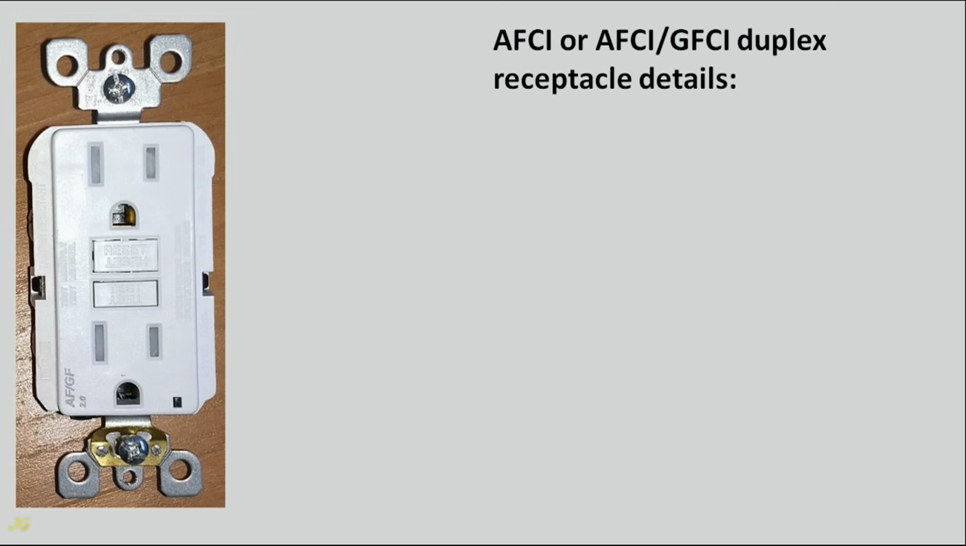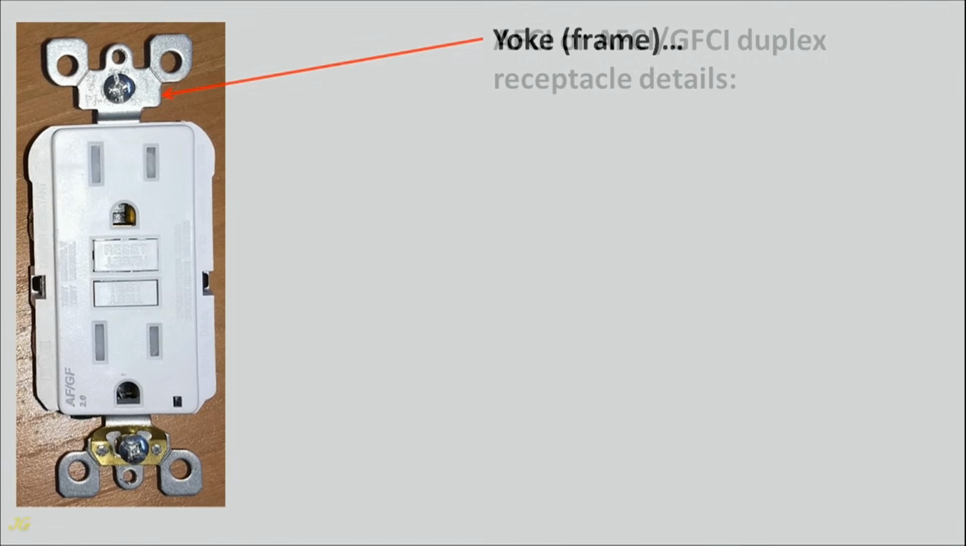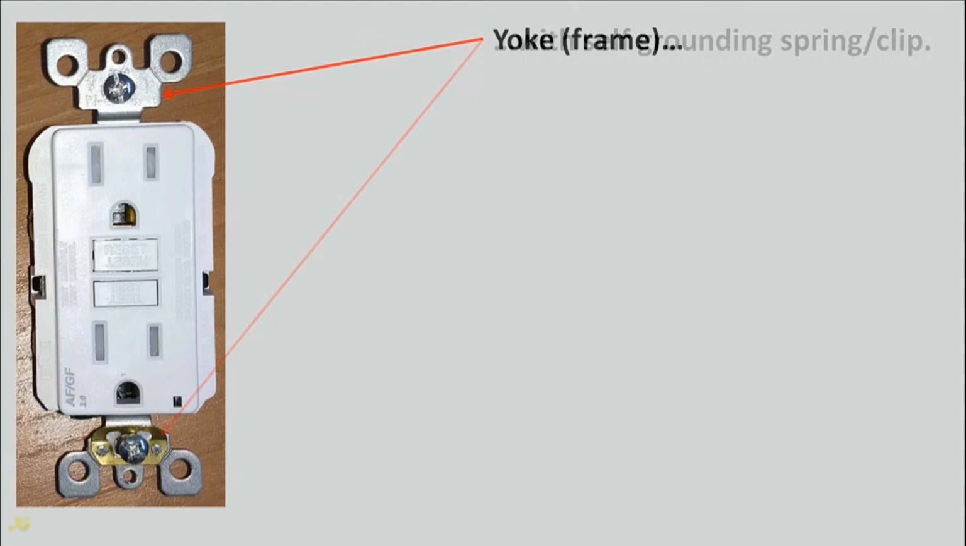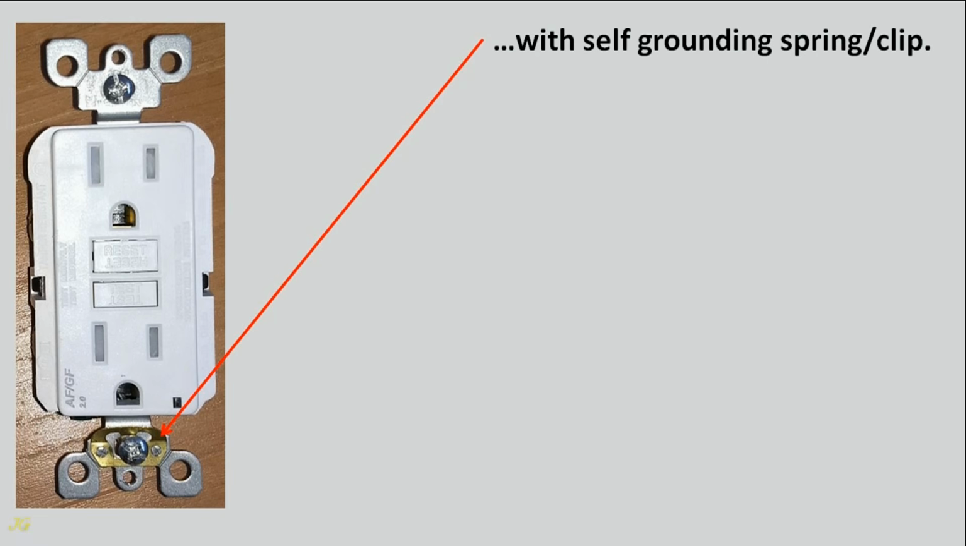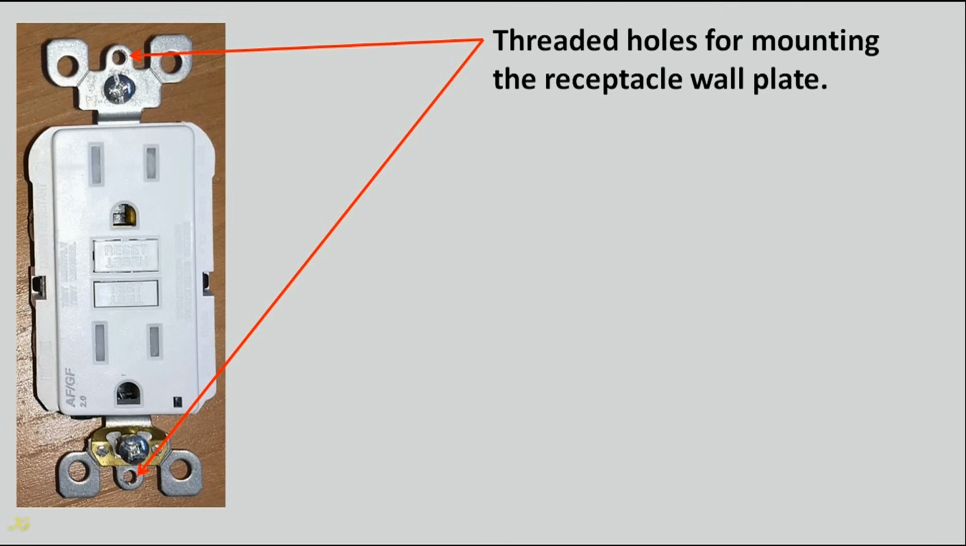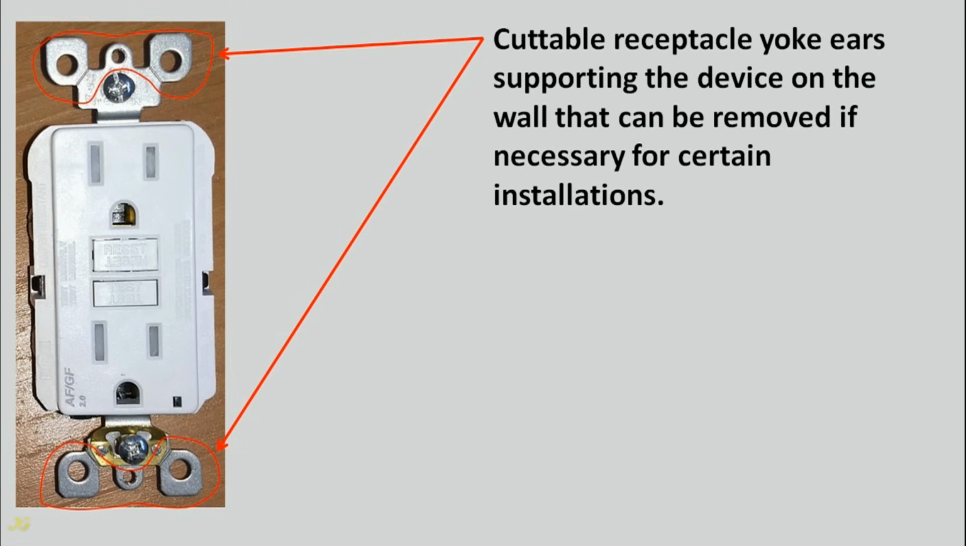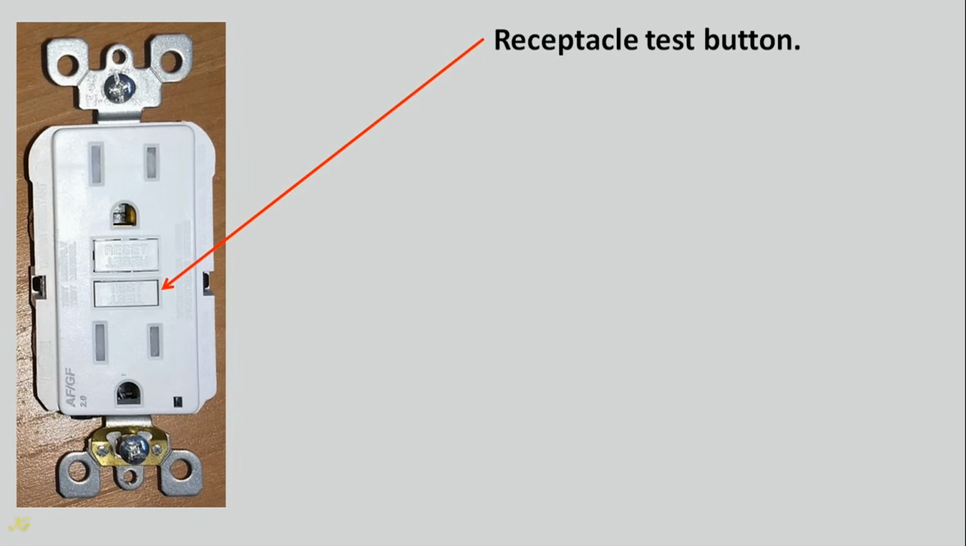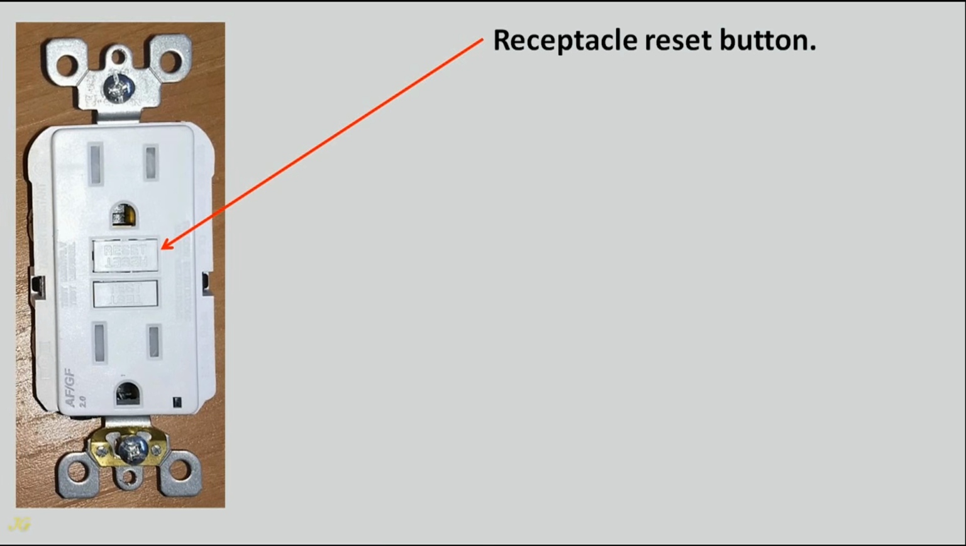AFCI or AFCI/GFCI duplex receptacle details. Yoke, frame with self-grounding spring clip. Screws securing the receptacle to the junction box. Threaded holes for mounting the receptacle wall plate. Cuttable receptacle yoke ears supporting the device on the wall that can be removed if necessary for certain installations. Receptacle test button. Receptacle reset button.